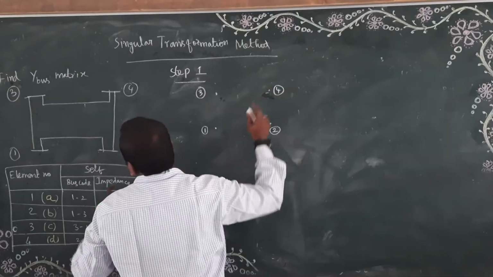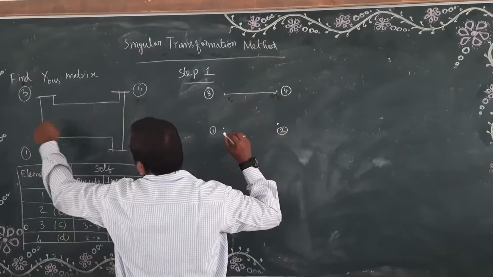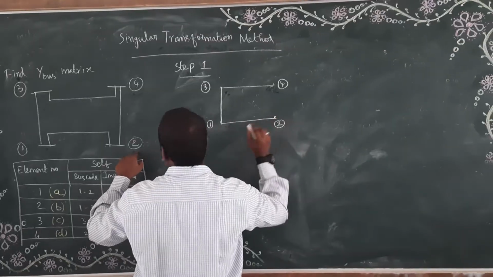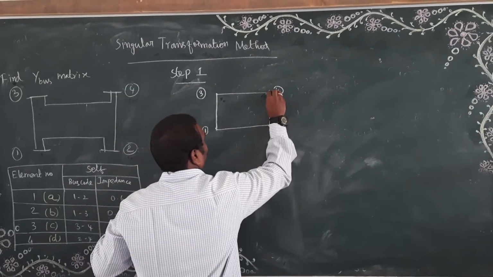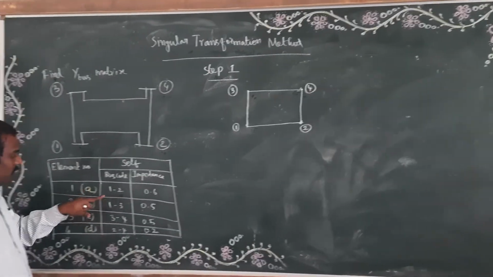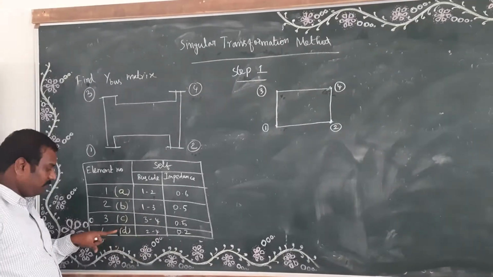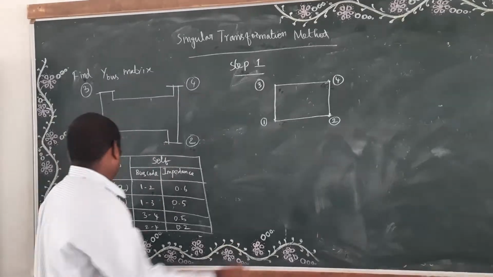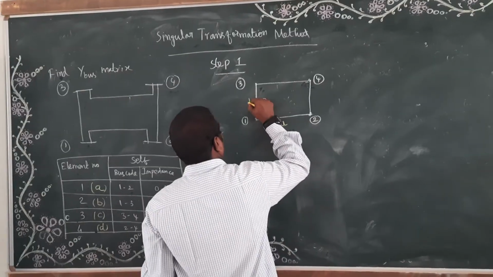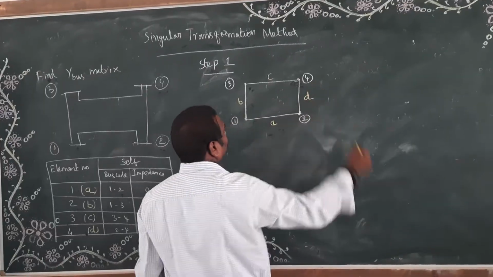Between 3 and 4 there is an element, so I am drawing it like this. Between 1 and 3 there is an element, I am drawing like this. 1 to 2, like this. And finally 2 to 4, that also I am drawing like this. Now I am going to name them: 1 to 2 is A, 1 to 3 is B, 3 to 4 is C, and 2 to 4 is D. The same names I am writing over there. Now it is a graph.